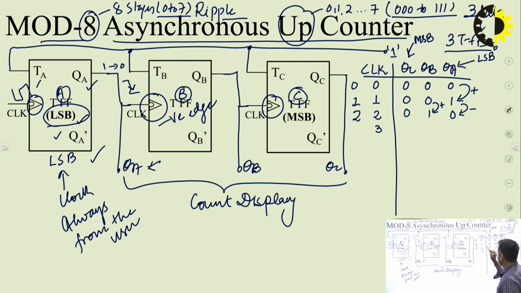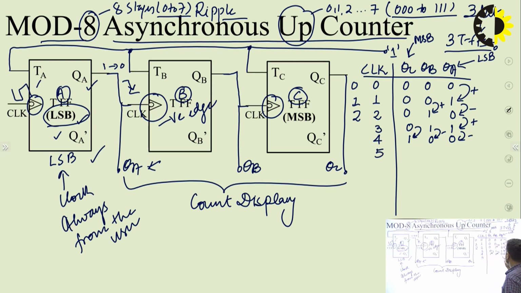Similarly, if we proceed further and apply the third pulse, that third pulse will also be connected to the LSB flip-flop, so it will again toggle. This is now positive. Positive means B cannot toggle and C cannot toggle, so B and C remain in their previous state. Similarly, the fourth pulse: again this goes 1 to 0. Now this is negative, that means B can also toggle. B toggles, 1 to 0. It is negative, that means C can also toggle. So 0 to 1. In this way we can proceed further.